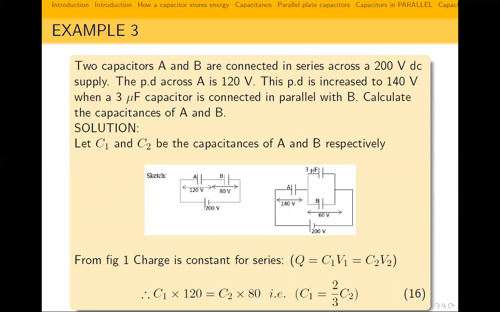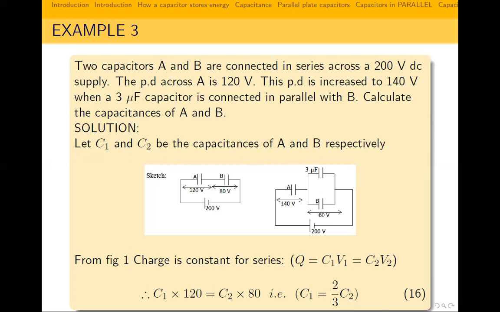Good question. So, first thing, you do a sketch of how you understand the question. You have been told that A and B are connected in series across a 200 volts DC, and then capacitor A takes 120 volts. Of course, capacitor B will take the rest, which is 200 minus 120. That's 80. That is the diagram on the left.